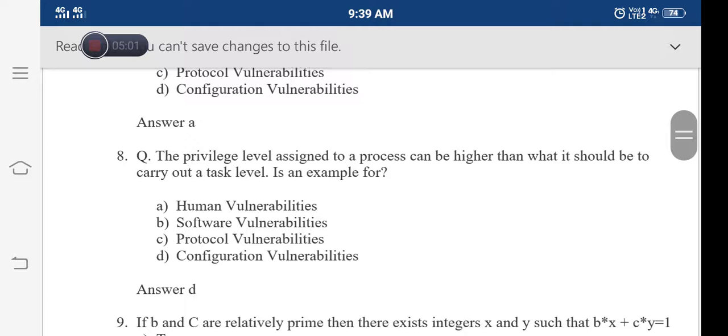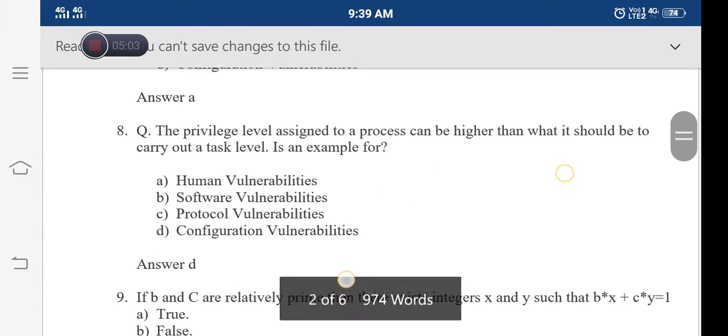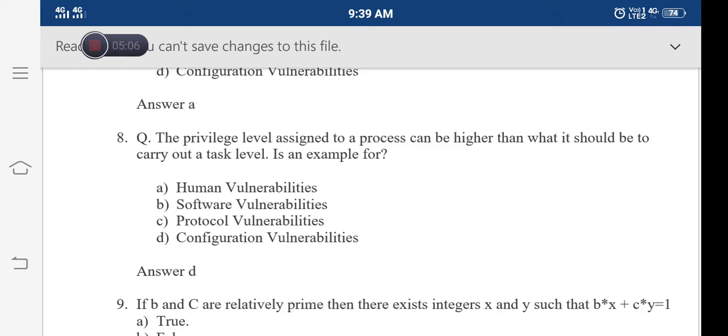Question number 8. The privilege level assigned to a process can be higher than what it should be to carry out a task. This is an example of again which of the vulnerabilities? Here it is with respect to the level assigned to a process. For example, if I consider a file, depending on the type of the file, whether we are using it for reading or whether we need to update some of its contents.